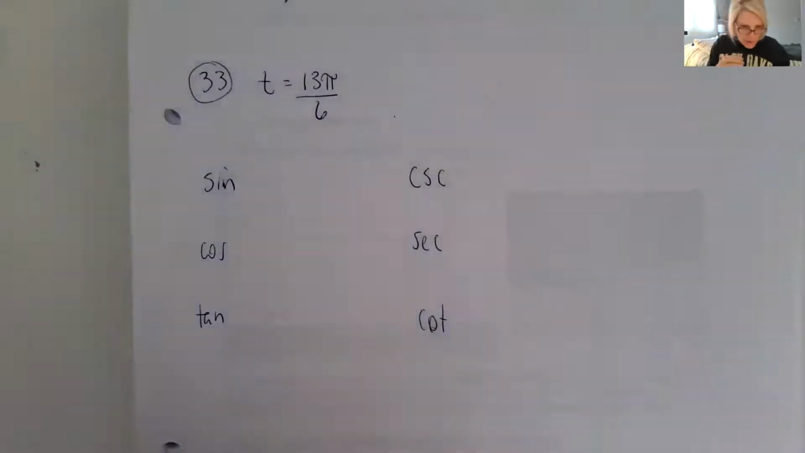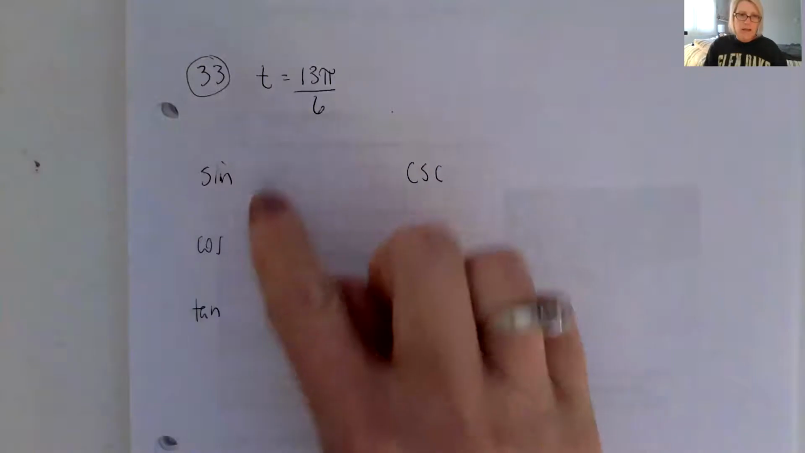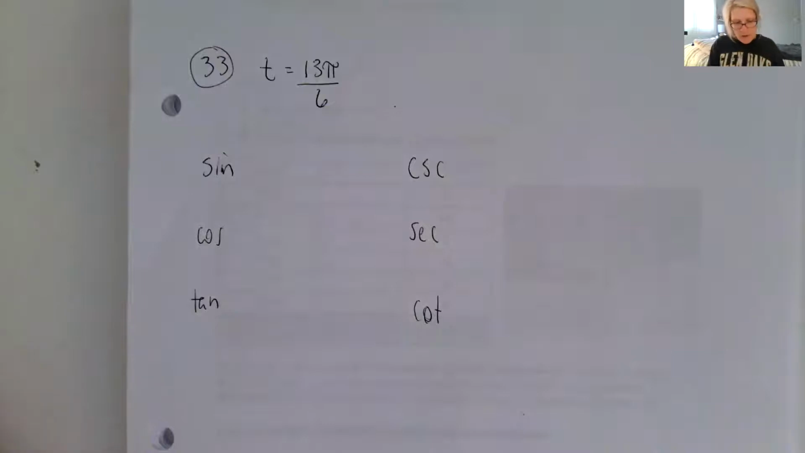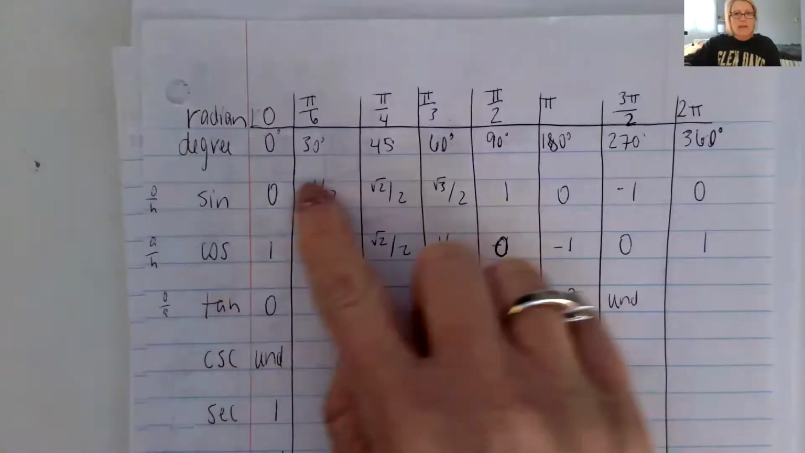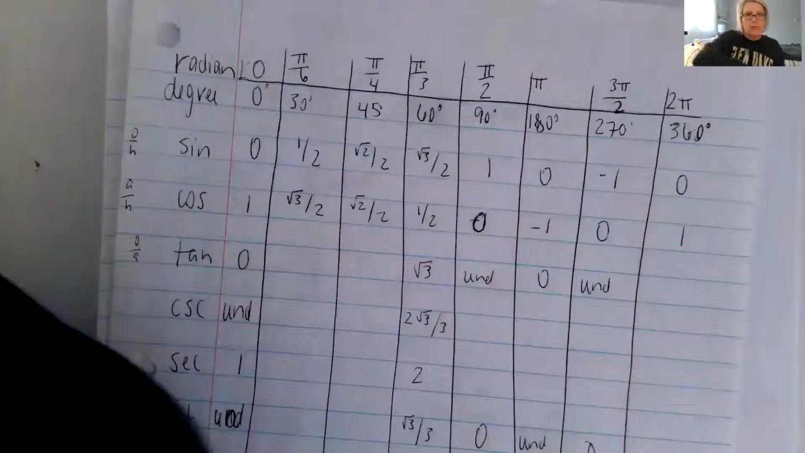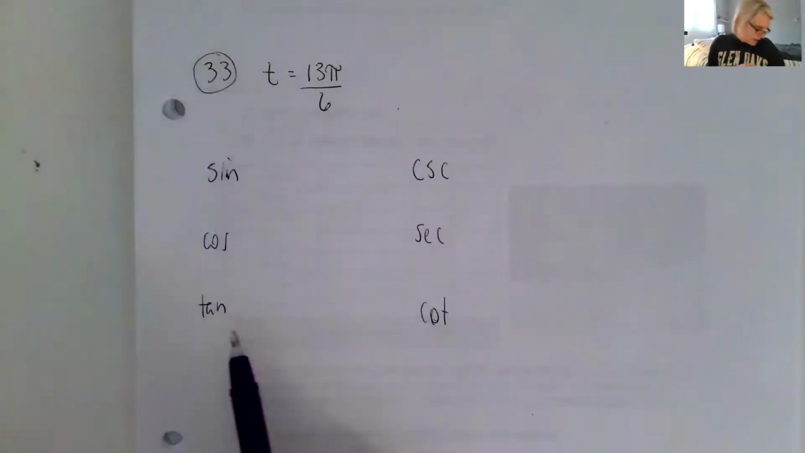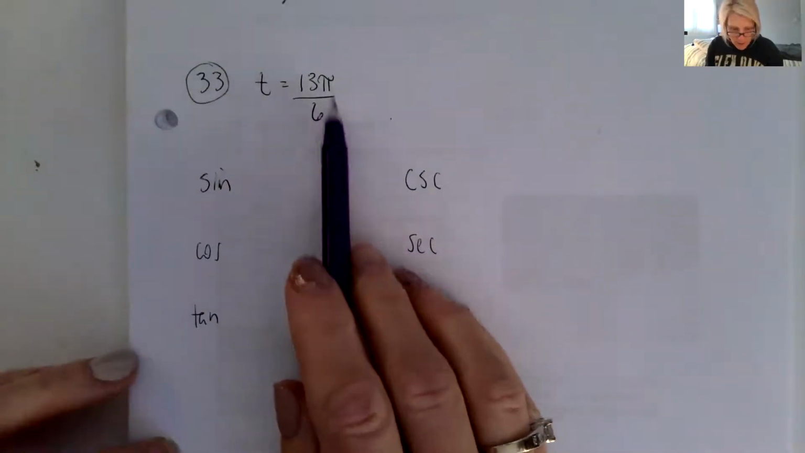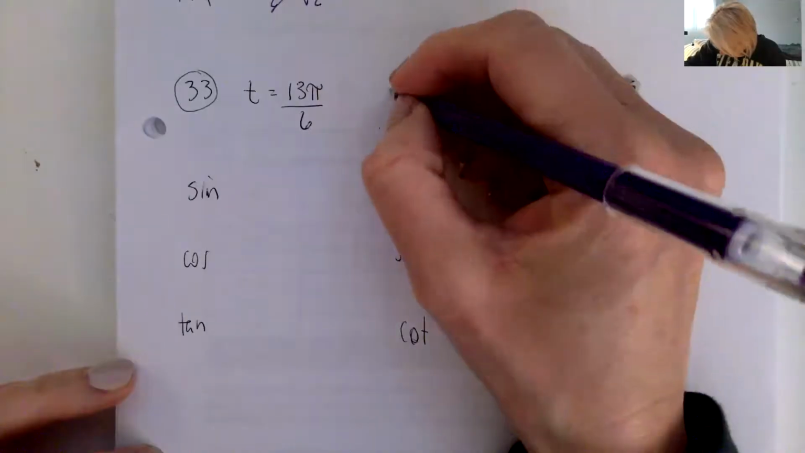We are back at number 33, reminding you that we're taking angles in radian form and turning them into the measurements of sine, cosine, tangent, cosecant, secant, and cotangent. As long as we know the reference angle for sine and cosine, we can find all of the other ones using our references. So number 33 is asking us to find the values for all 6 of these trigonometric functions for the angle 13 pi over 6. The reference angle is pi over 6.